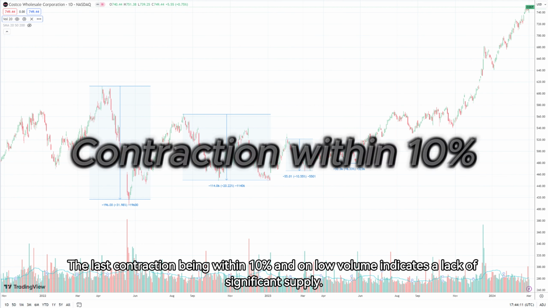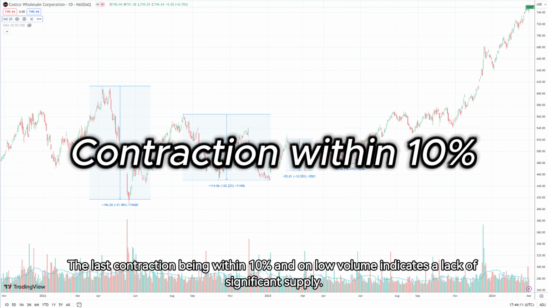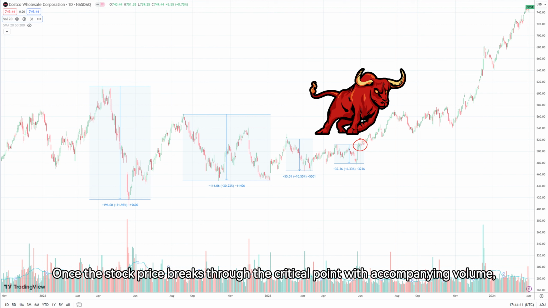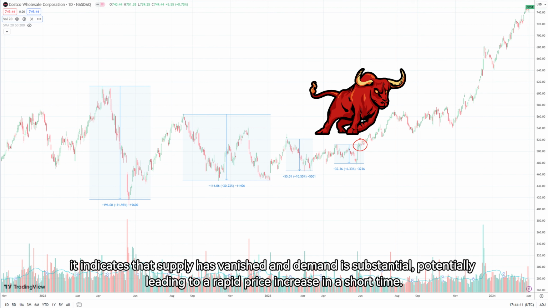The last contraction being within 10% and on low volume indicates a lack of significant supply. Once the stock price breaks through the critical point with accompanying volume, it indicates that supply has vanished and demand is substantial, potentially leading to a rapid price increase in a short time.